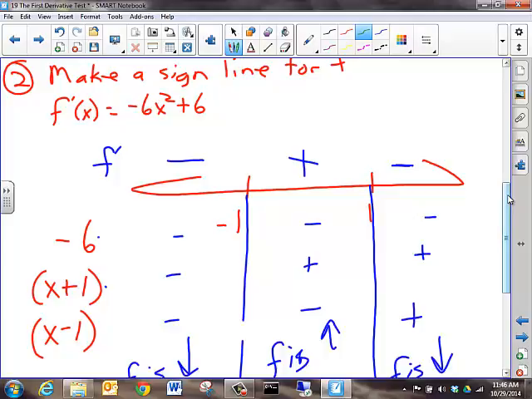Let me ask you this. How do I know that the derivative is always positive between -1 and 1? How do I know it's not negative somewhere? I mean, we just tested one point. How can I know for sure that it's only positive between -1 and 1? For all the points? That's a lot of points. You'll never get finished.